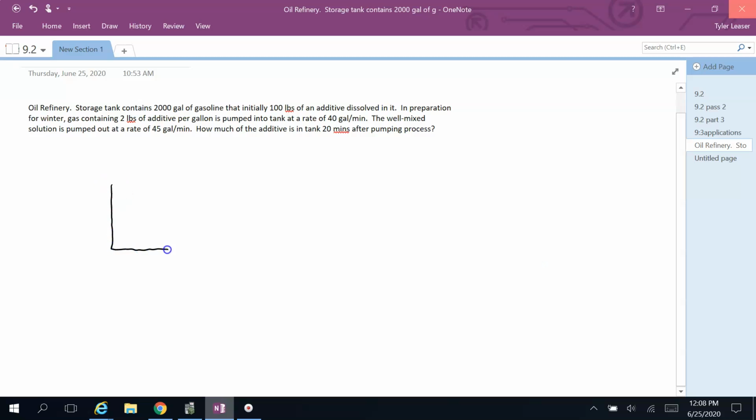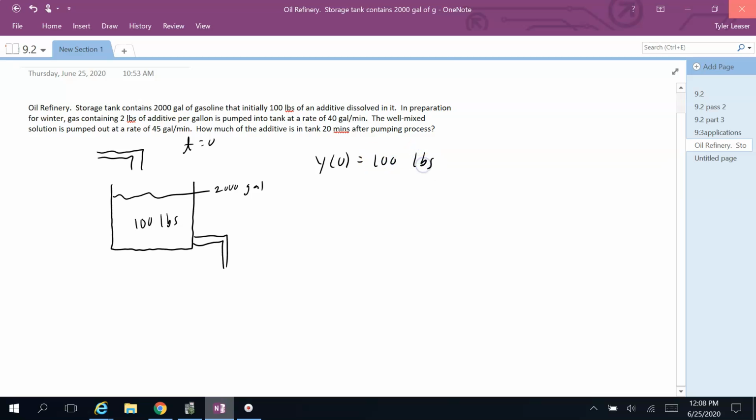I'd recommend drawing a picture for these questions just because they're so complicated. It's nice to visualize what's going on. So we have our container of gasoline. At time zero there are 2,000 gallons of gasoline, and inside those 2,000 gallons is 100 pounds of the additive. In other words, at time zero, the amount of the substance that we care about is 100 pounds. So that's going to be our initial conditions.